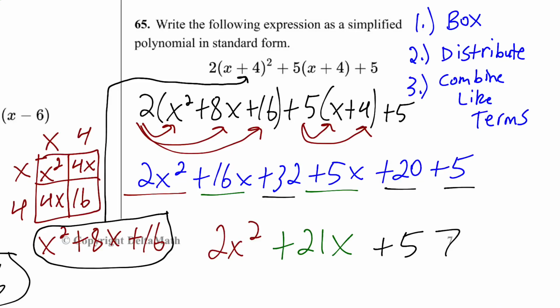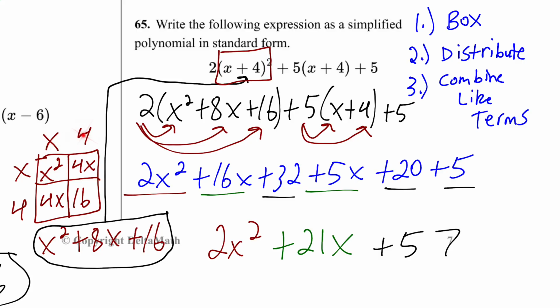Number 65 has a couple of different steps. I wrote them over here. First thing we do is the box method. Then we distribute, then we combine like terms. So the box method shows up right here. Do you see where it says x plus 4 squared? So I'm going to do that over here on the side.